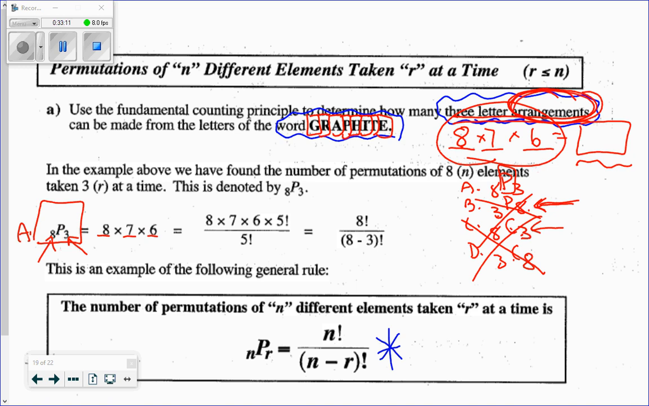If I need the 3 of you to line up in a photo, if one of you were to move positions, would it create a new photo? Yes. That is an arrangement. So those are the P questions.